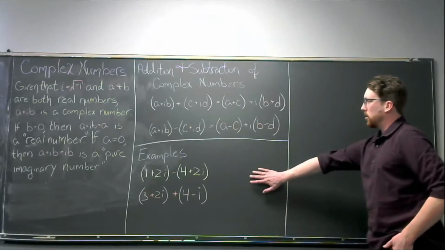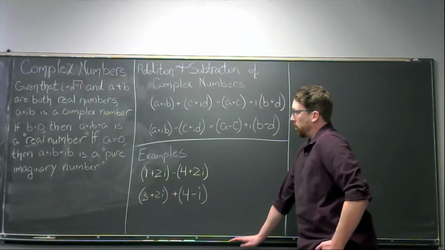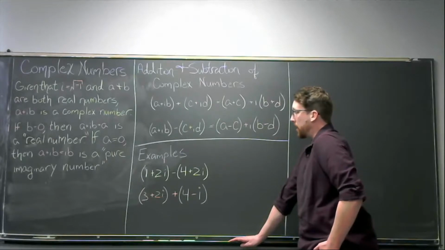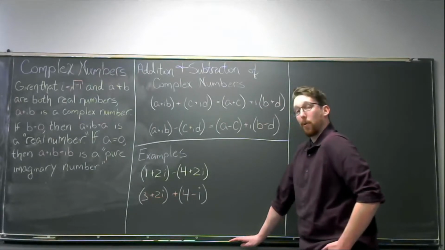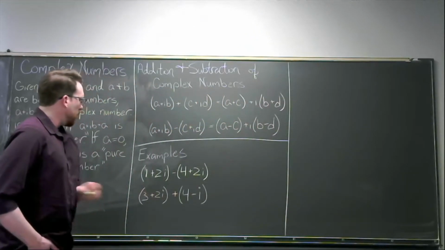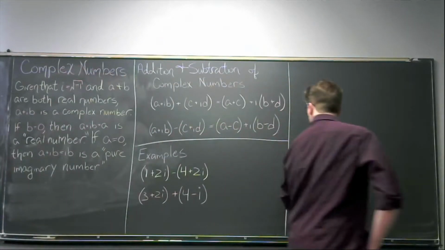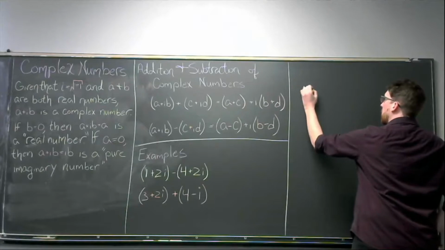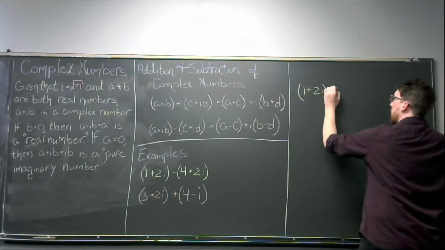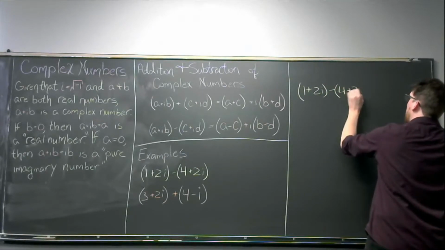So let's look at two different examples. The first example is the complex number 1 plus 2i minus the complex number 4 plus 2i. So we want to find out what this comes out to be. So let's do that over here. Rewriting it, we've got 1 plus 2i minus 4 plus 2i.